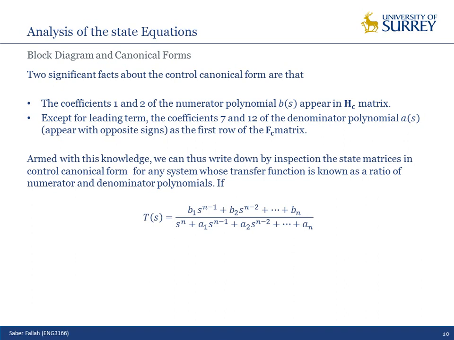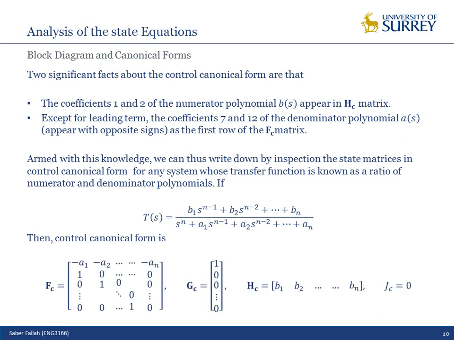So in the general case, if you're given a transfer function in this form and you want to convert it to the canonical state space format, it will be in this form. The first row is the negative coefficient of the denominator. The rest will be 1, 0, 0, 0, 0, 1, 0, 0, 0, and at the end 0, 0, 1, 0. The input is 1, 0, 0, depending on the dimension of your system. And HC is b1, b2 to bn, and GC is 0. Okay, the easiest way to convert.